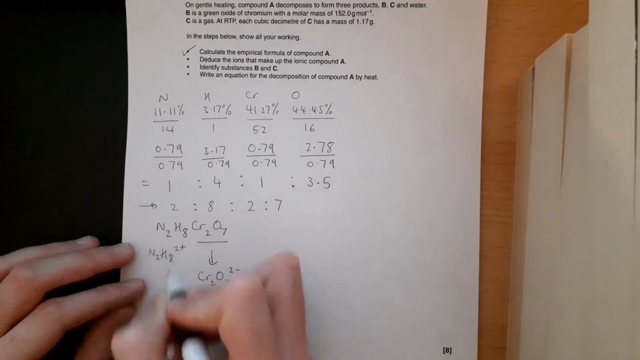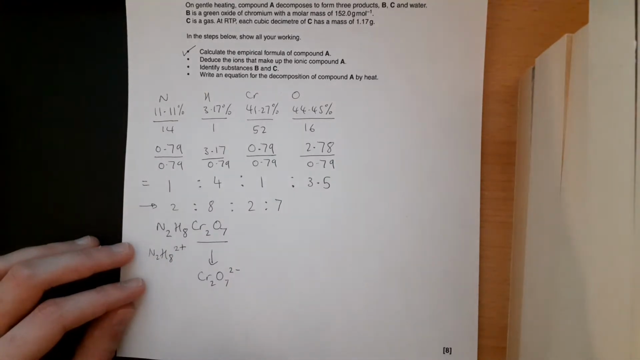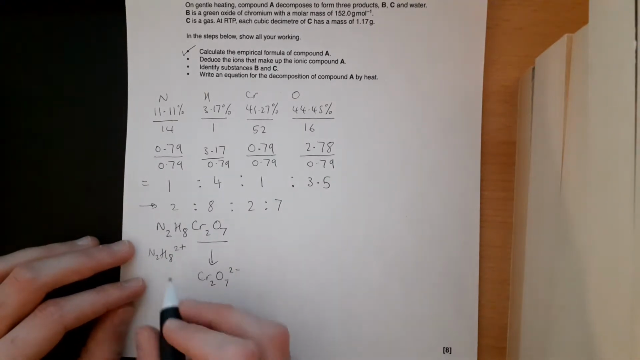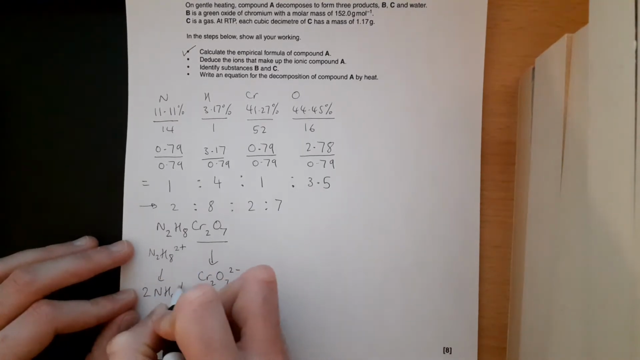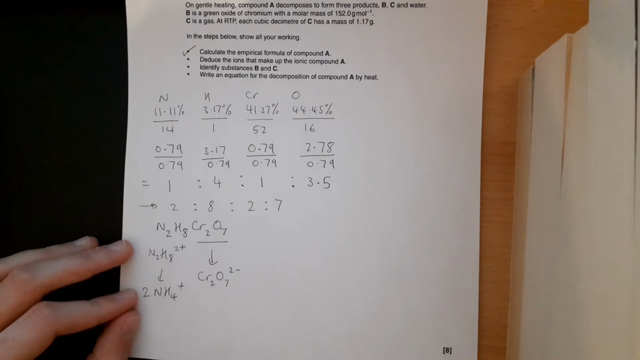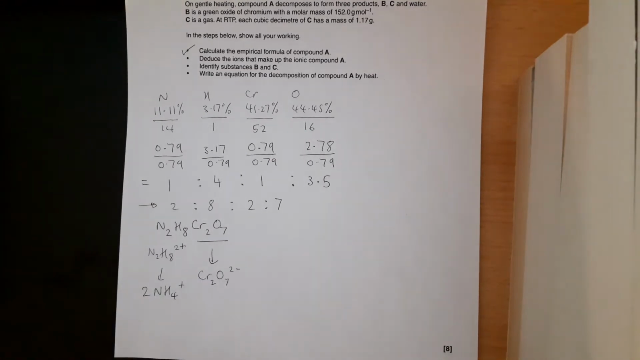N2H8 2+. That's not a thing that we've ever heard of before. What this is, 2 lots of NH4+, it's ammonium ions. And that's just come from a bit of background knowledge: I've seen this before. Okay, so this is ammonium chromate then, essentially. Right, so we've done that.